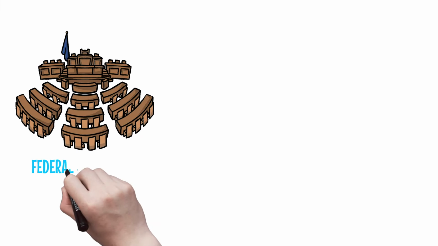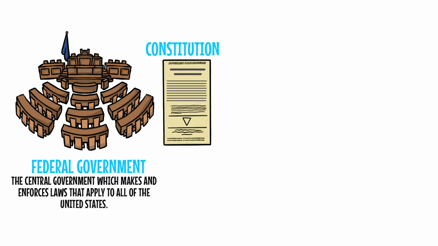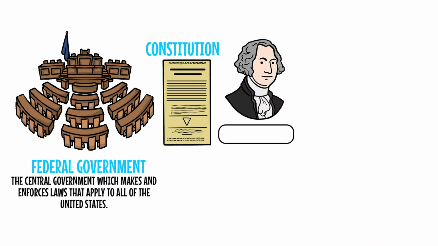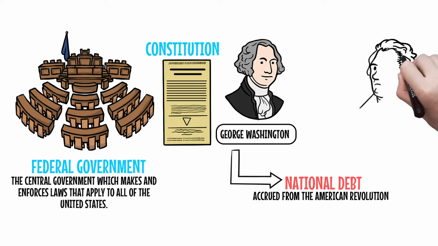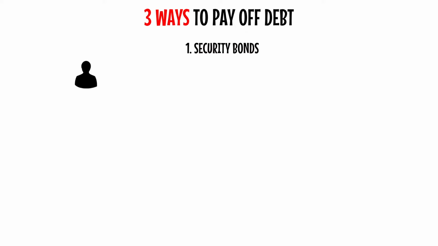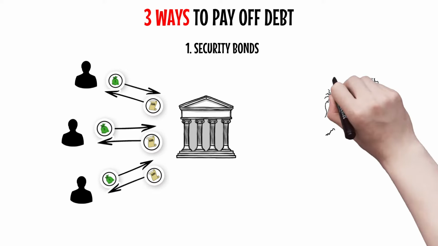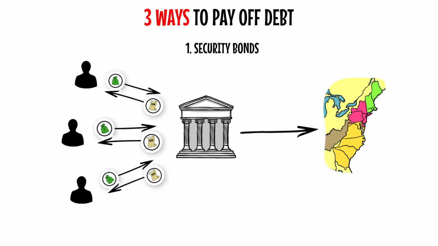Once the federal government was established and the Constitution ratified, George Washington focused his attention on the national debt accrued from the American Revolution with the help of Lieutenant Colonel Alexander Hamilton. He tried to pay off the debt in 3 ways. First, he issued security bonds. These were loans promised to be paid with earned money through new taxes. The federal government used the money gained from the sale of bonds to pay off debts to individual states.